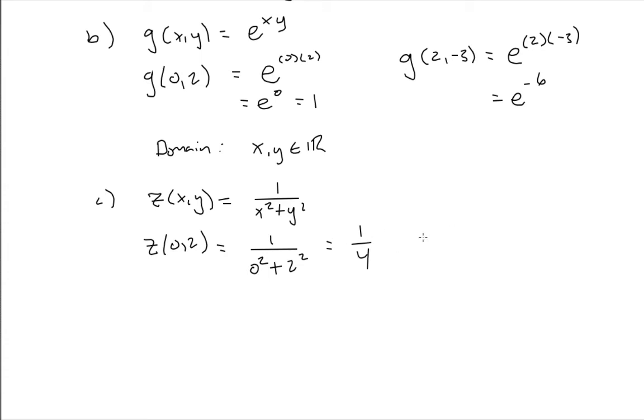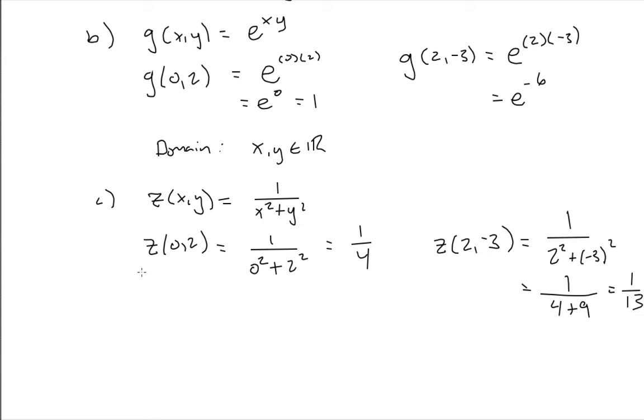So this is 1/4, and then they also want us to evaluate this at x equals 2 and y equals negative 3, so I'm going to stick a 2 in wherever I see an x, and a negative 3 wherever I see a y. So sticking those in, I get 1 over 2 squared plus negative 3 squared. The 2 squared is 4, the negative 3 squared is 9, 4 plus 9.